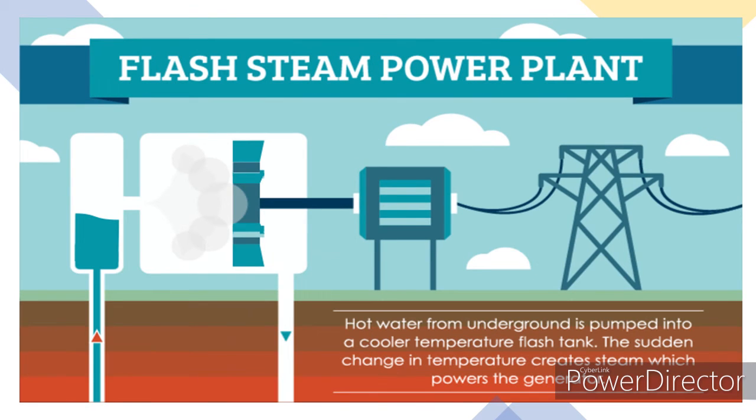Flash steam power plant. It takes high-pressure hot water from deep inside the earth into a flash tank. In the flash tank, it has low pressure and temperature. The sudden change in temperature creates steam which can drive generator turbines. When the steam cools, it condenses to water and is injected back into the ground to be used again.